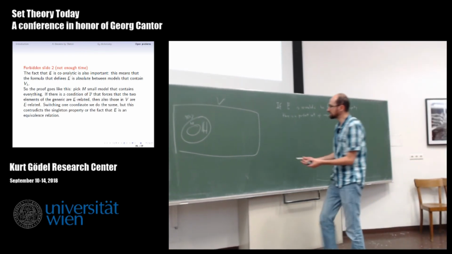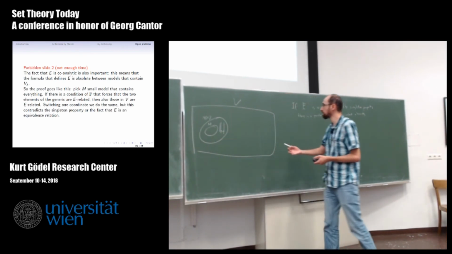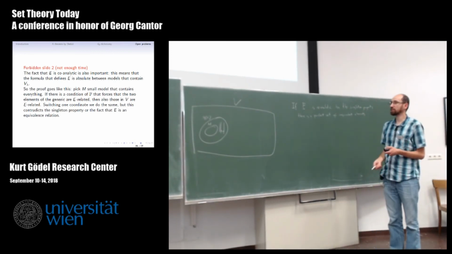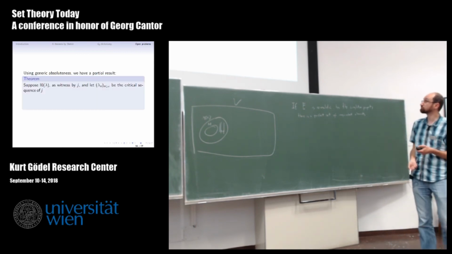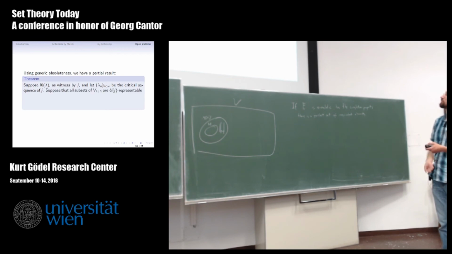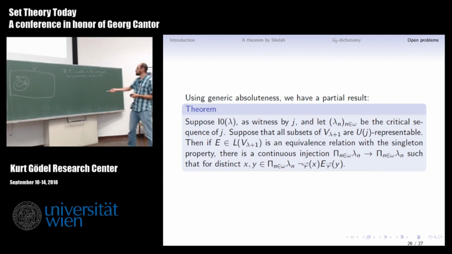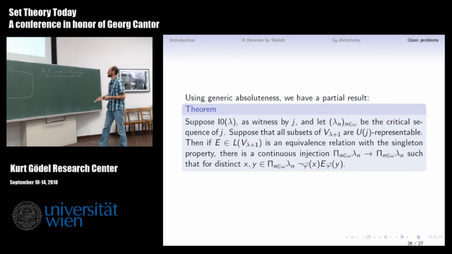All this to say, if E is not coanalytic, much of the proof stays, and we can get a little bit more using generic absoluteness. So under A0, suppose that all subsets of lambda plus 1 are representable. Then we have the same theorem as Shelah: if we have an equivalence relation with the singleton property, then there is a continuous injection, so we have a perfect set of inequivalent elements. And that's it.